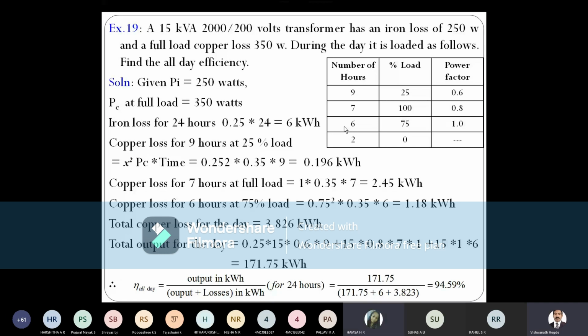So the table gives you the details of the loading. For 9 hours, 25%, 0.6 power factor.